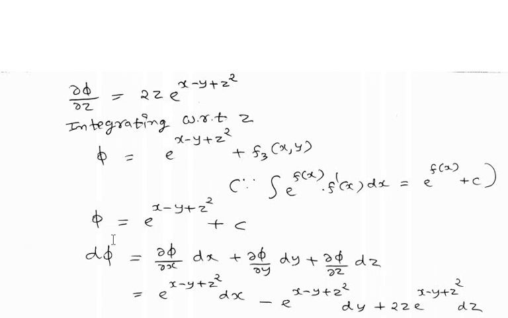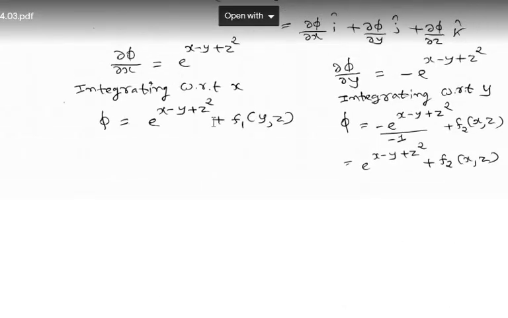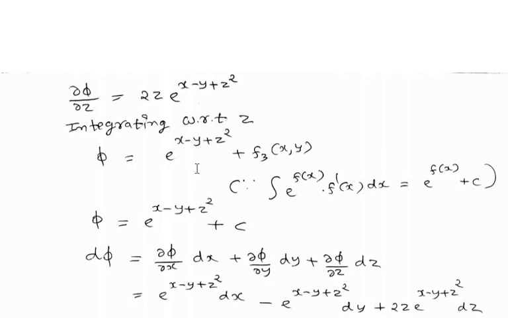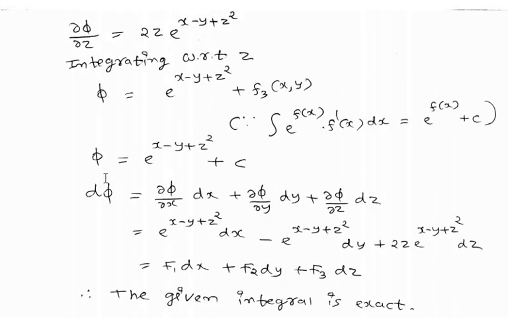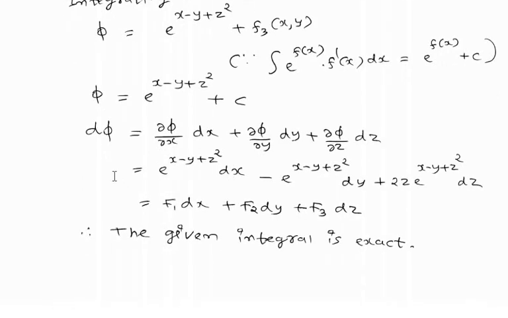Okay, so overall function phi, here e raised to x minus y plus z square is repeated 3 times. So we will write it down only once. So the required function phi is e raised to x minus y plus z square plus c. Now we will find out d phi, and d phi is del phi by del x dx plus del phi by del y dy plus del phi by del z dz. Okay. So we have to find out del phi by del x, and del phi by del x means partial derivative of this function with respect to x. So derivative of e raised to x minus y plus z square will be e raised to x minus y plus z square, and derivative of x is 1, dx as it is.